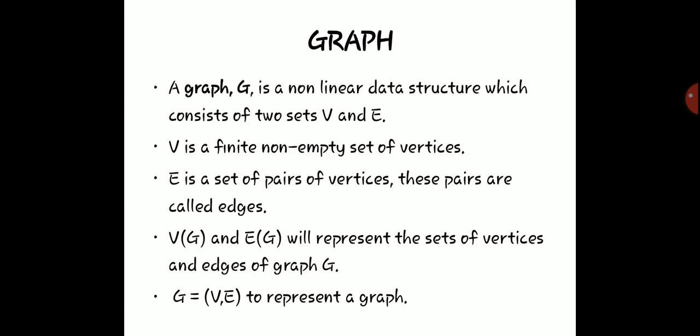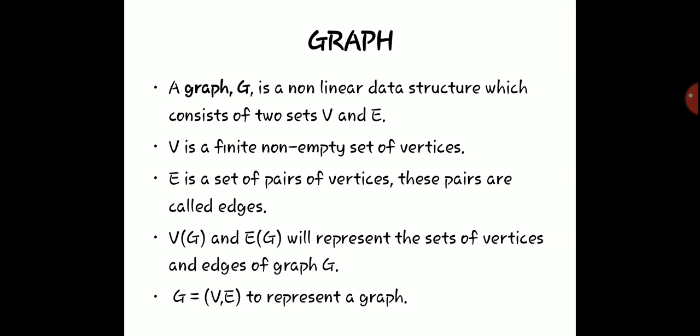For example, we can say a graph is a non-linear data structure, and a tree is a non-linear data structure. A table is a non-linear data structure. So like that we can give examples for non-linear data structures, right? So as far as graphs are concerned, a graph is a non-linear data structure, as we saw now, right?